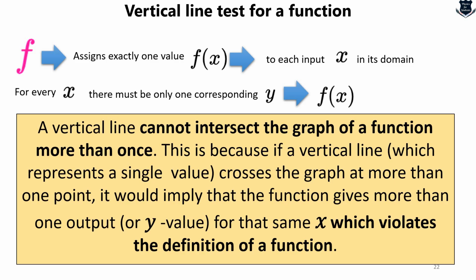This is because if a vertical line crosses the graph at more than one point, it would imply that the function gives more than one output for the same x, which definitely violates the definition of a function. So if you plot it and you see something odd happening like this, then that means the test has failed, it is not a function.